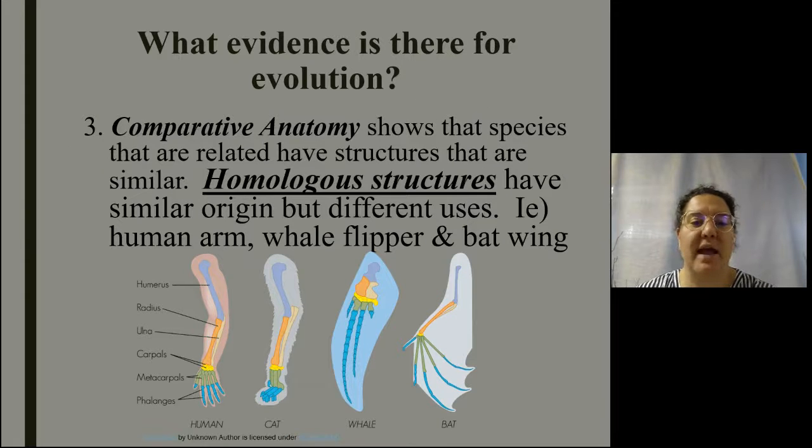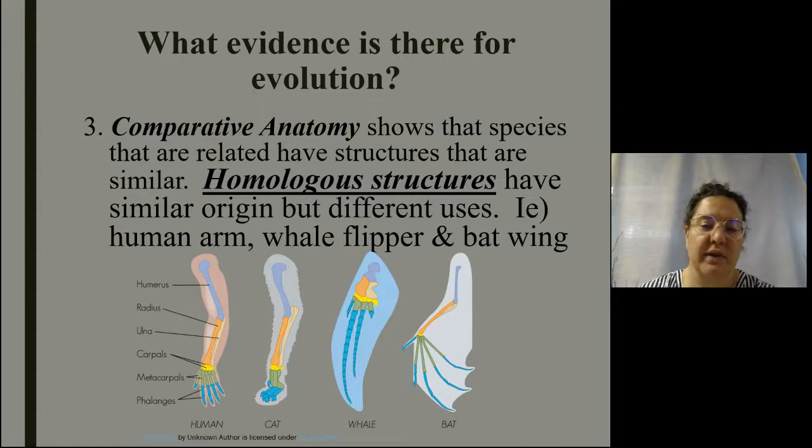The study of comparative anatomy shows that species that are related have structures that are similar. So these are structures that have a similar origin but different uses. So if we look at the arm structure of different mammals, they have the same bones in the same pattern, but those bones have been formed differently depending on what the organism does.